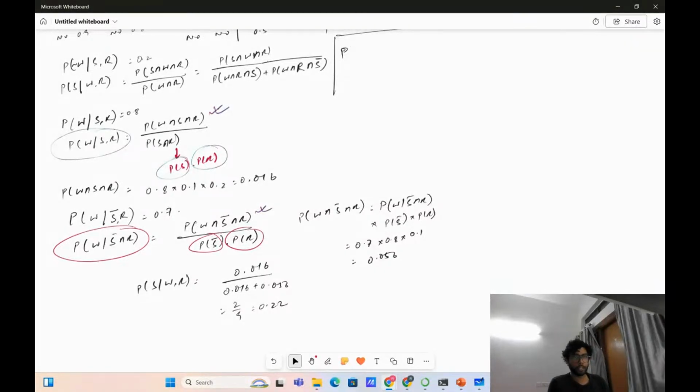So you have to see which terms are easy to get. If the reverse term is easy to get, so for example, P of wet grass given S and R is easy to get, whereas P of S given W and R is difficult to get, then you express it in terms of the other thing, and from there you get it.